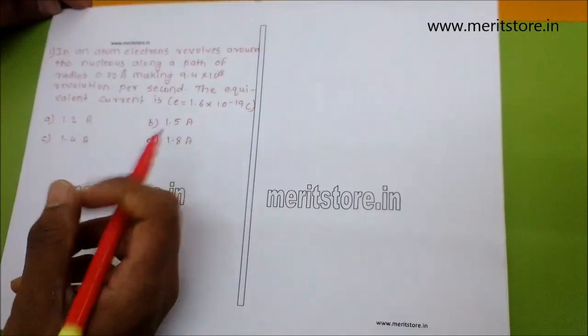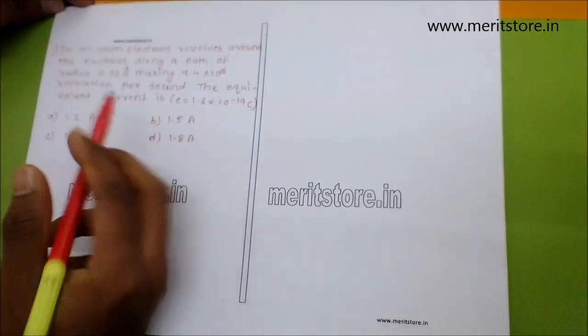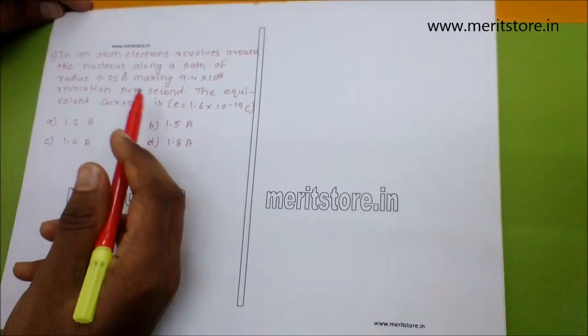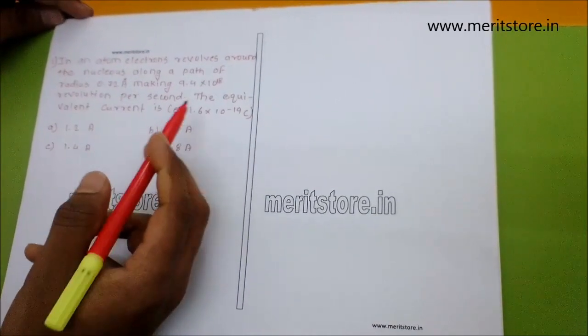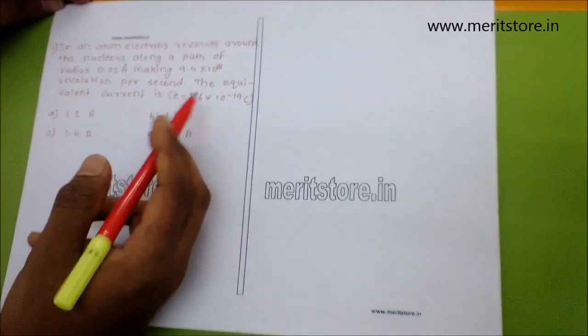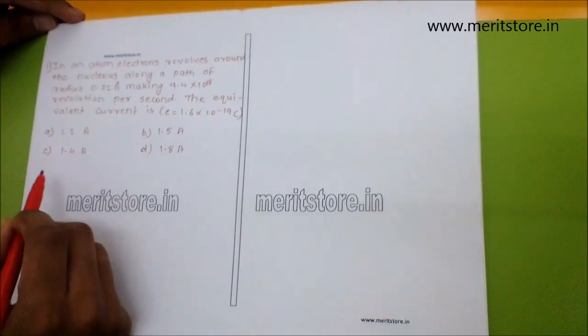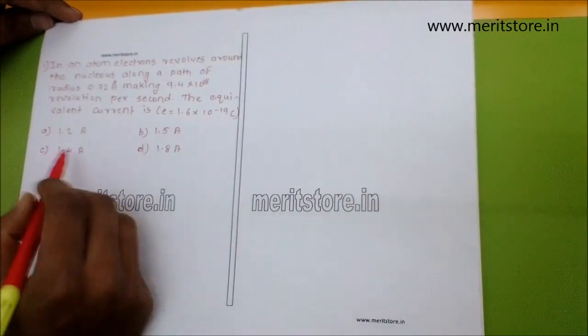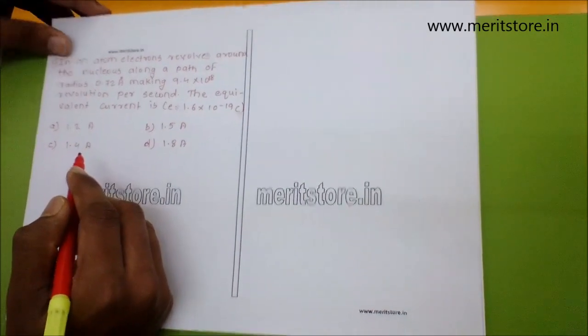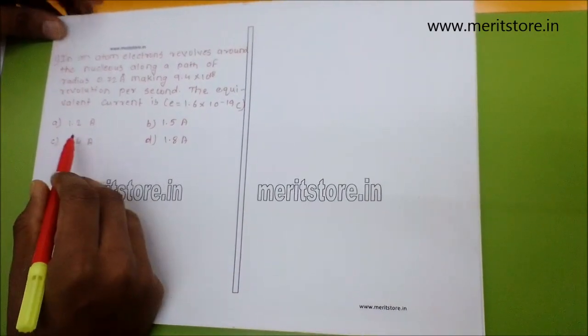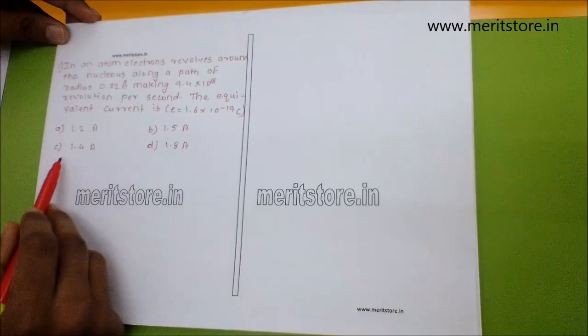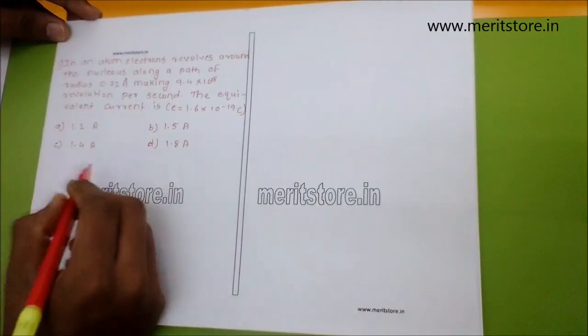In an atom, an electron revolves around the nucleus along a path of radius 0.72 angstrom, making 9.4 × 10^18 revolutions per second. The equivalent current is? They are given the charge of an electron as 1.6 × 10^-19 coulombs. The four options are 1.2 amperes, 1.5 amperes, 1.4 amperes and 1.8 amperes.